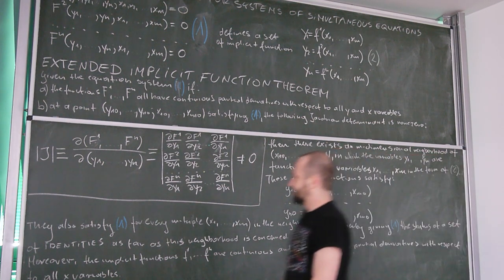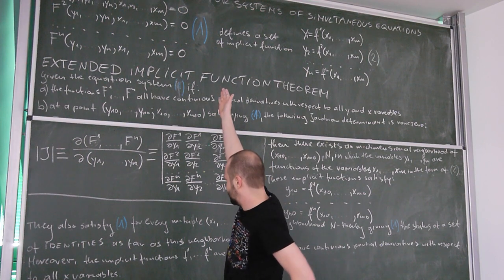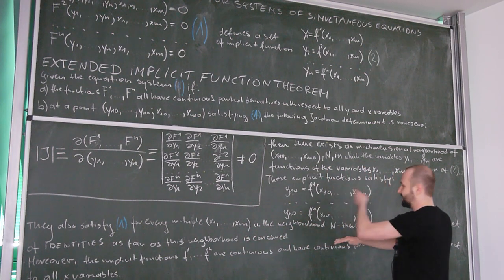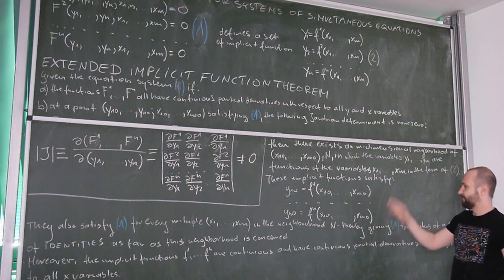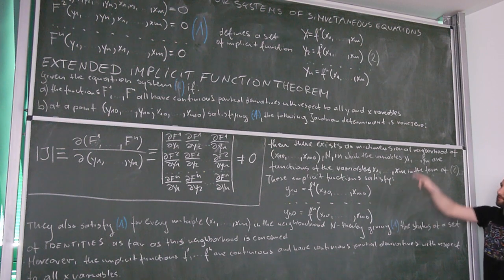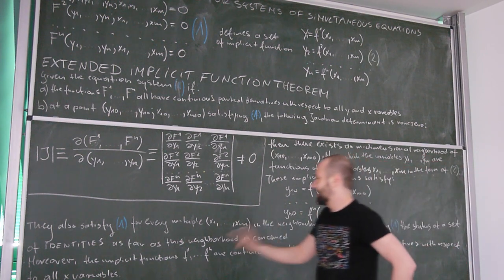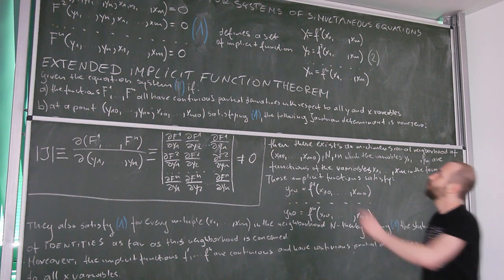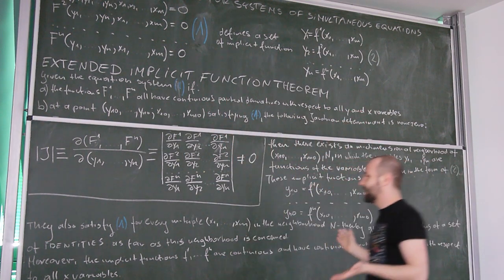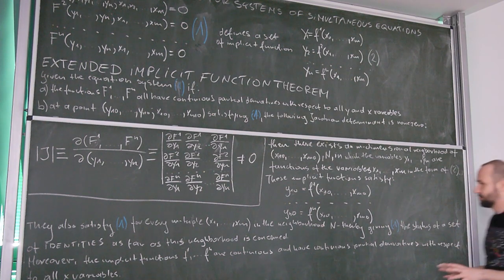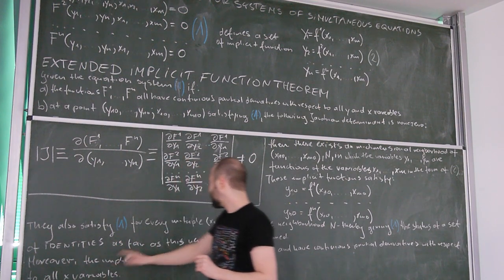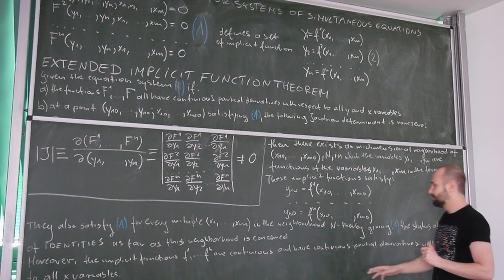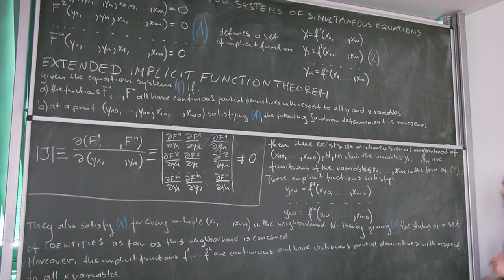And then, okay, we've got that. They also satisfy the first system of simultaneous equations for every multiple x1 until xm, not only at that point, but also in the neighborhood of that point, so in this N, thereby giving system 1 the status of a set of identities as far as this neighborhood is concerned. So look, in this particular neighborhood, we can think of these as being identities, but only in this neighborhood. And now, finally, moreover, the implicit functions from f1 to fn are continuous and have continuous partial derivatives with respect to all x variables.